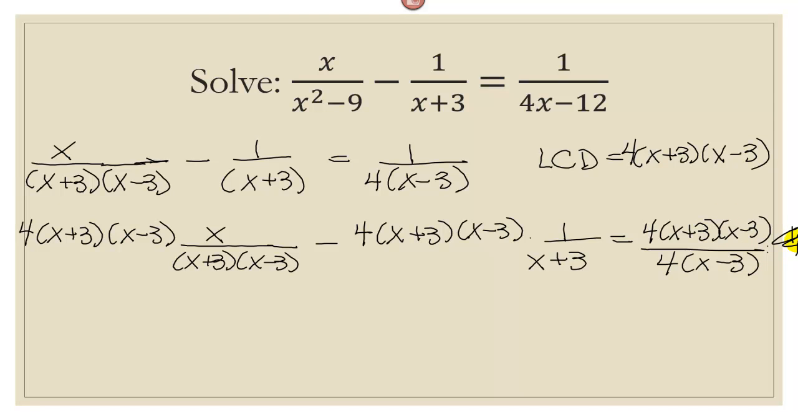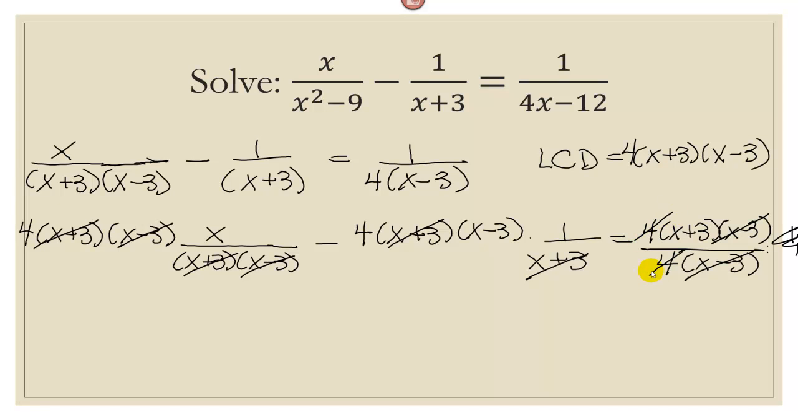All right, so let's see what cancels. The x plus 3's cancel, the x minus 3's cancel. Here, the x plus 3's cancel. And for this last one, which again was really just the 1 over 4 times x minus 3 times the LCD, which I just put on top, the x minus 3's cancel and the 4's cancel.